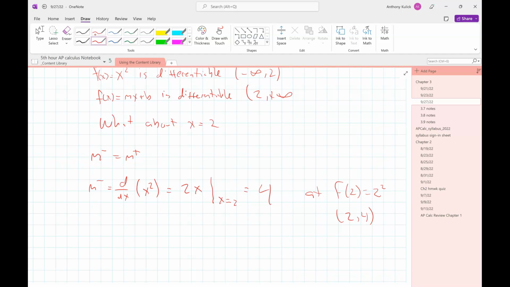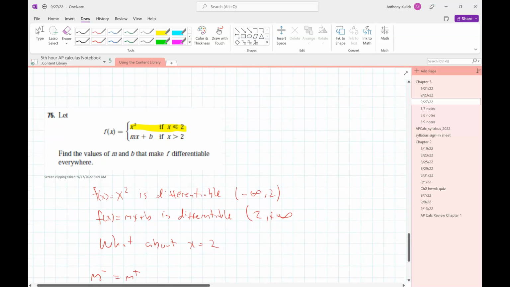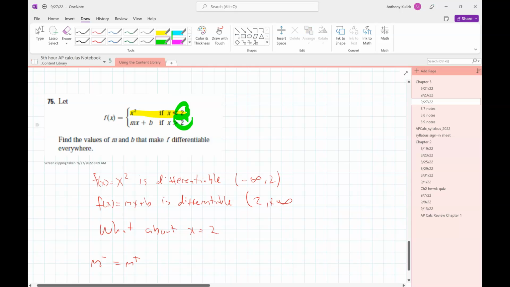Sorry, why are we doing x equals 2? What was it saying in the problem? No, x equals 2, because that's the boundary between the two. That's the only place where this might not be differentiable. Right, okay. Because everywhere on x squared I can differentiate, and everywhere on a linear piece I can differentiate. The question is, when I hook them together, can I still differentiate there?